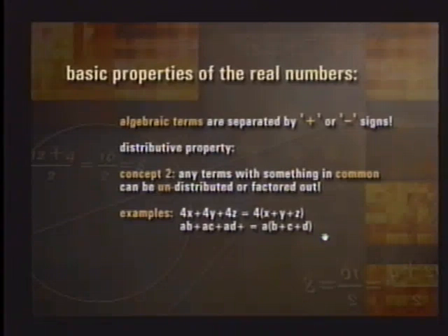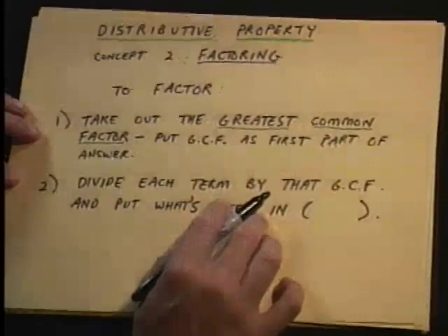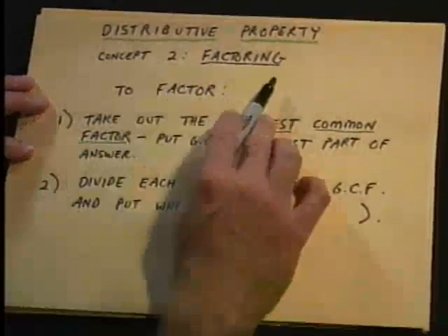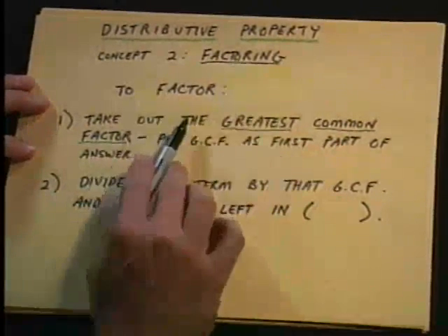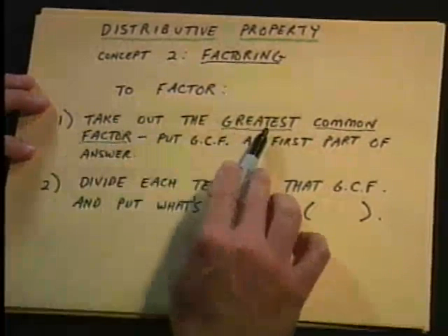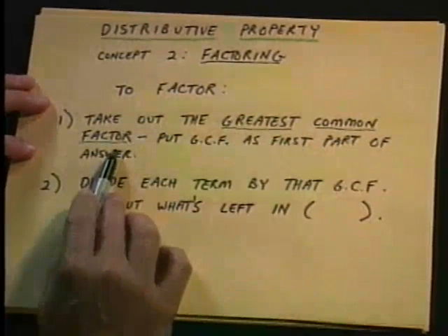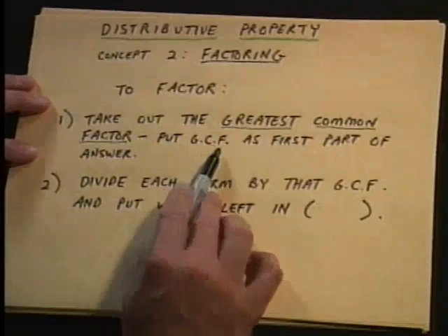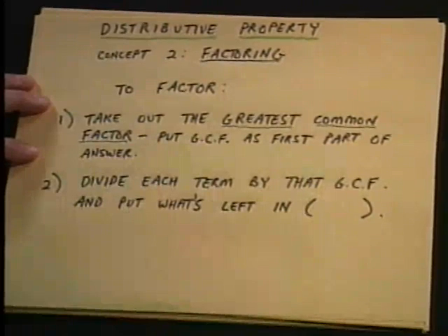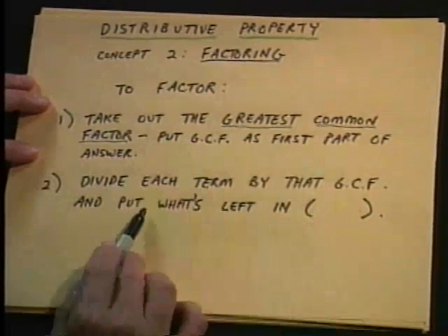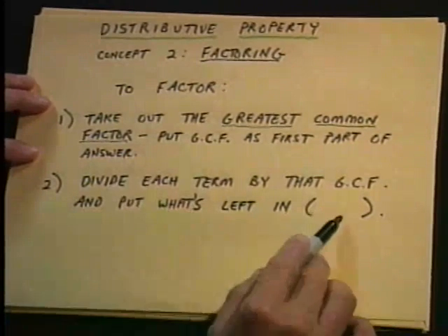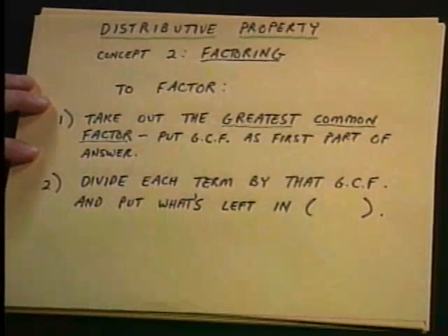All right, so looking at some more examples here, the distributive property, which another word for it is called factoring. To factor, 1, you want to take out the greatest common factor first. Put the greatest common factor as the first part of the answer. 2, divide each term by that greatest common factor and put what's left in the parentheses.